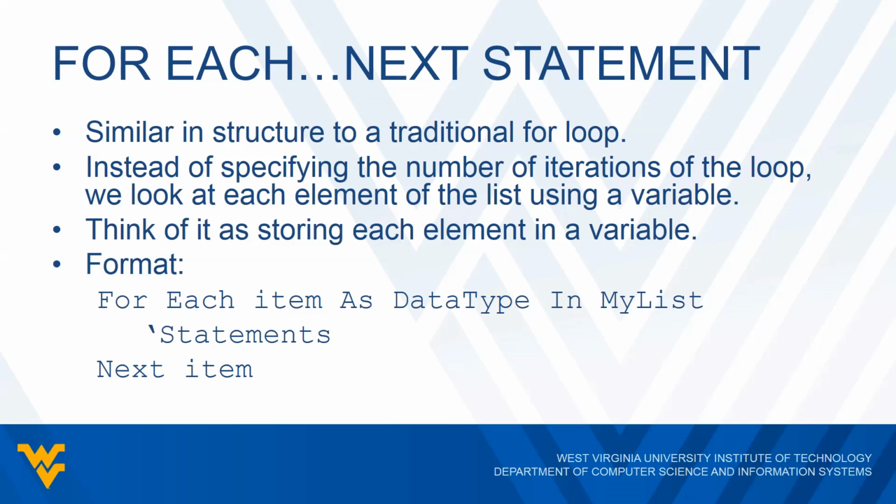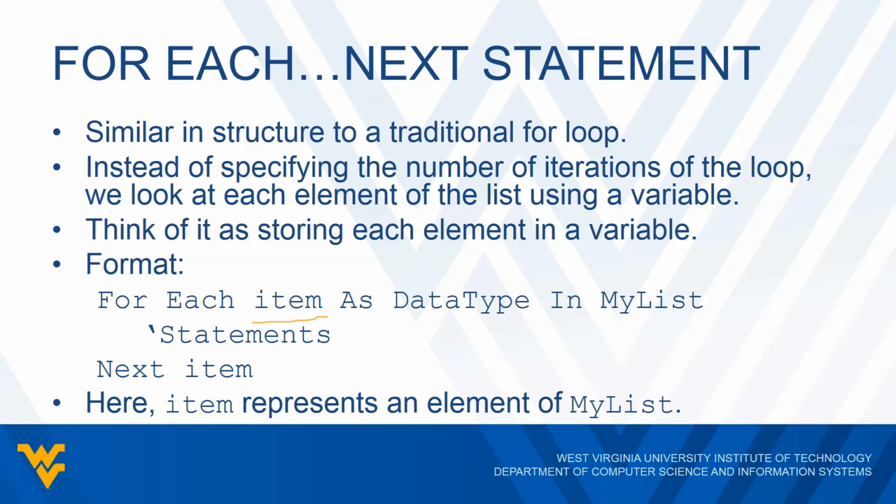We still start with the word for. It's just now we include the word each. So we have for each. That's why it's called a for each loop or for each statement. Anyway, we have this variable here called item, and this can be whatever we want. In this case, the item here is going to be an element of my list. So we see here item as data type. Data type is going to be whatever types of elements we have in our list.